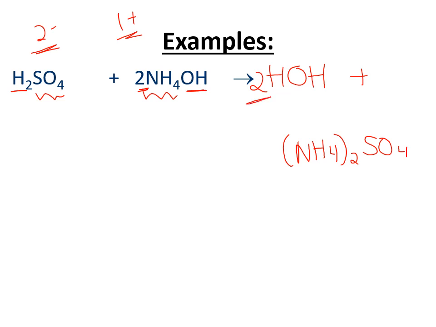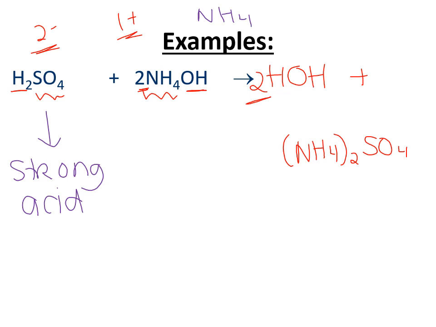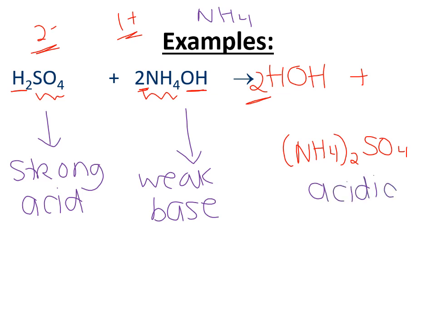And to figure out what type of salt this is, sulfuric acid, H2SO4. Is it on our list? It is. It is a strong acid. NH4OH: hydrogen's in group 1, but the N isn't, and it's a polyatomic, so no, it's not a group 1 base, it's a weak base, which means strong acid, weak base. This is an acidic salt.